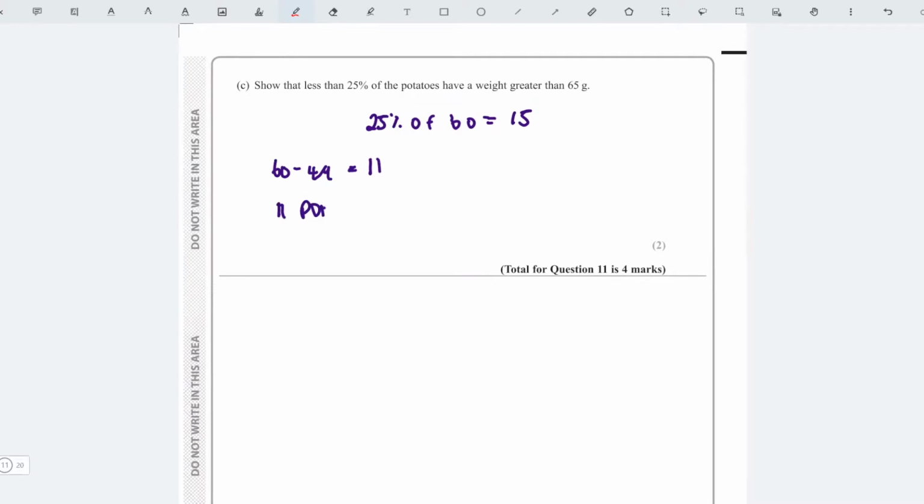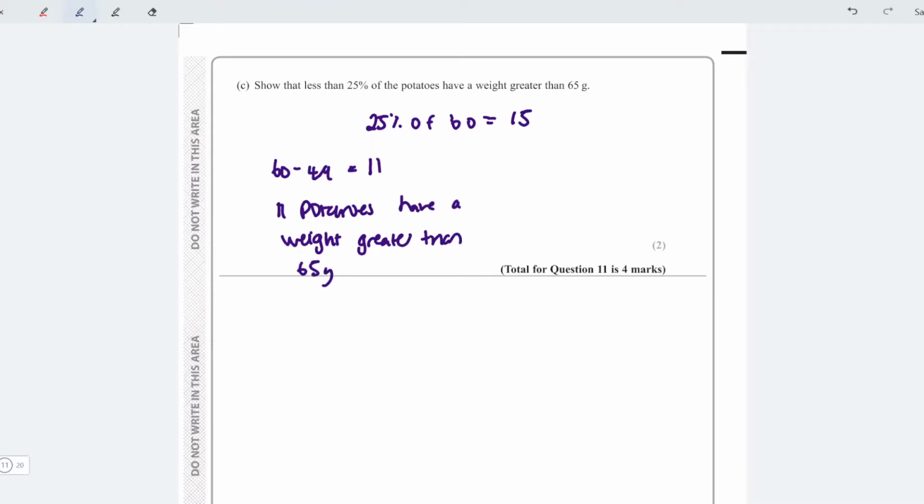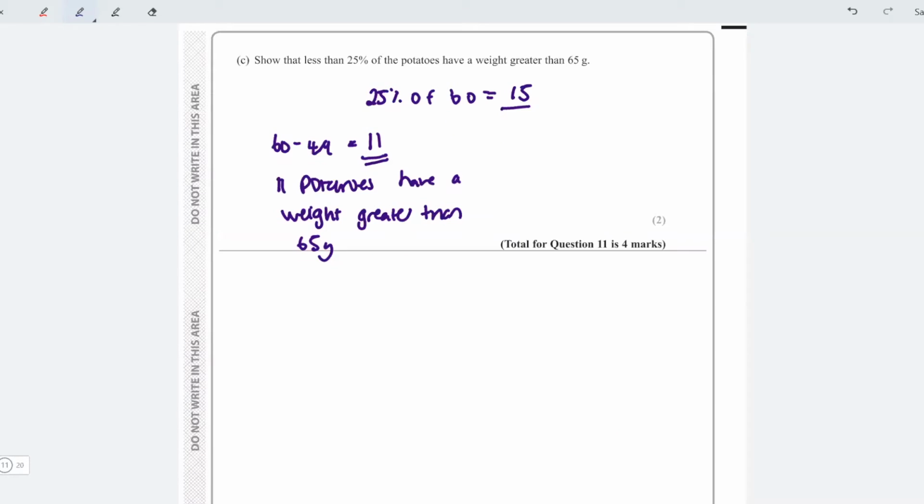So I'm going to say 11 potatoes have a weight greater than 65 grams. Okay. And show that less than 25% of the potatoes, less than, there we are. We worked out 25% was 15, and we've worked out that less than that have a weight that is greater than 65 grams. Okay.